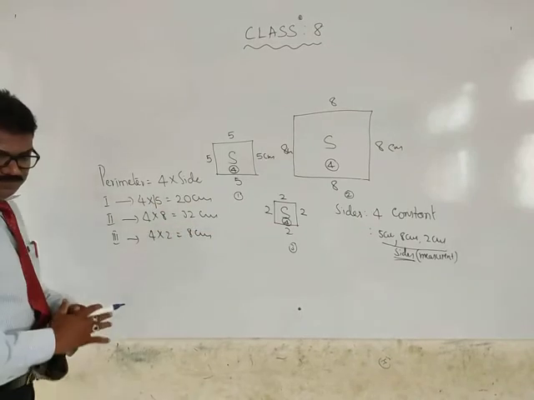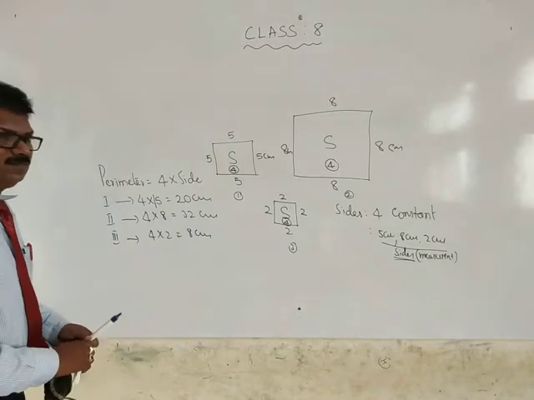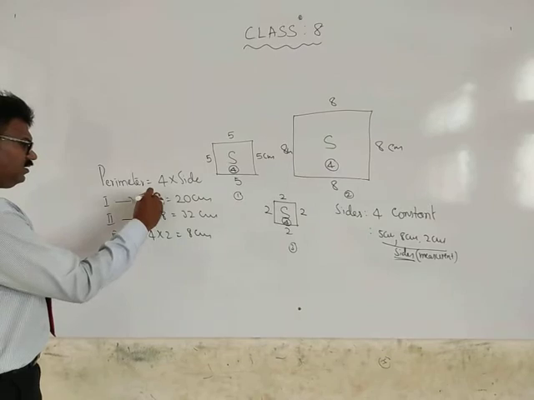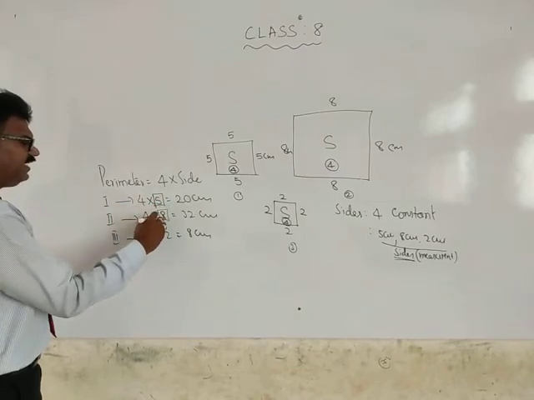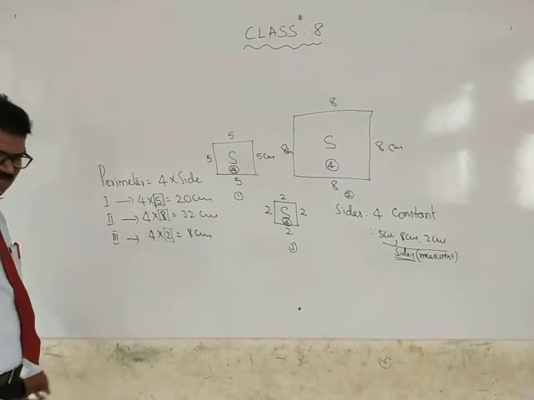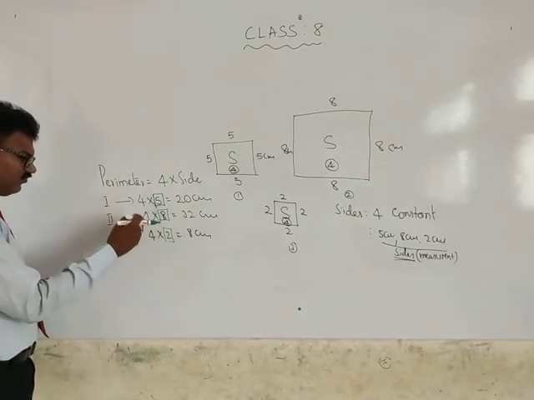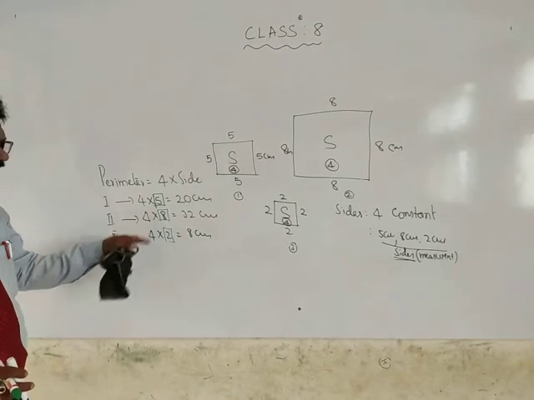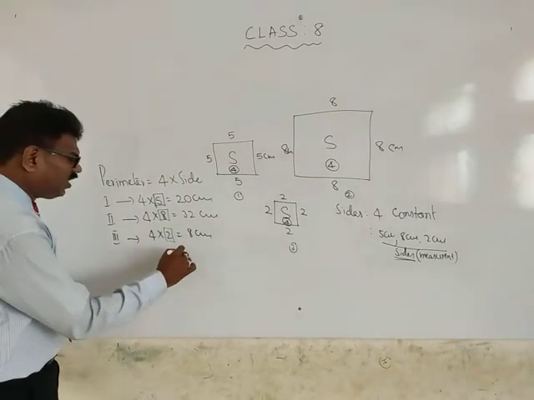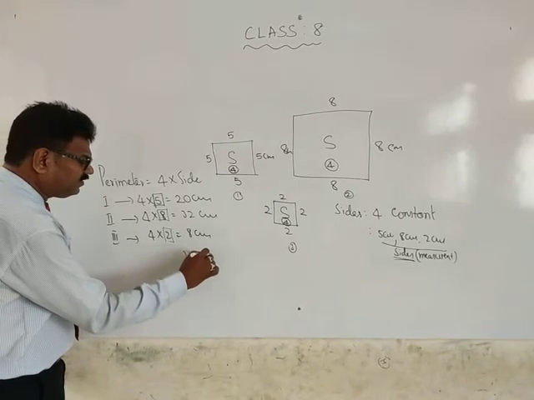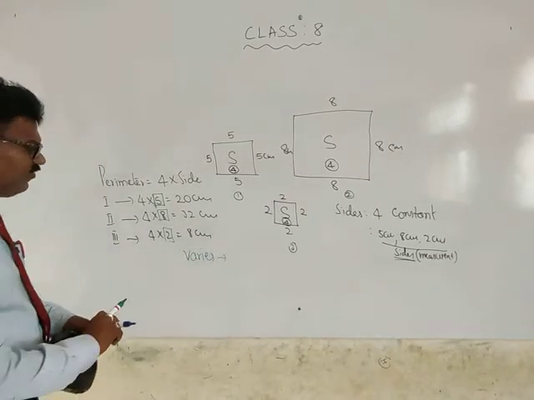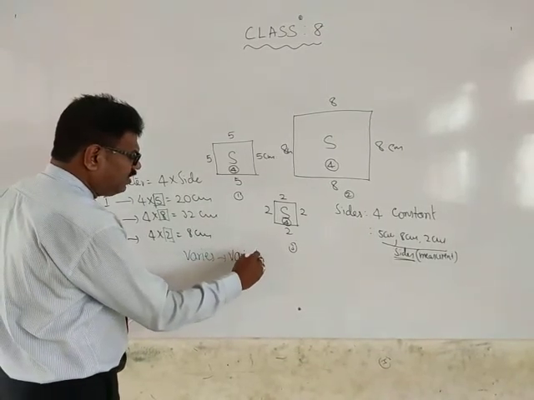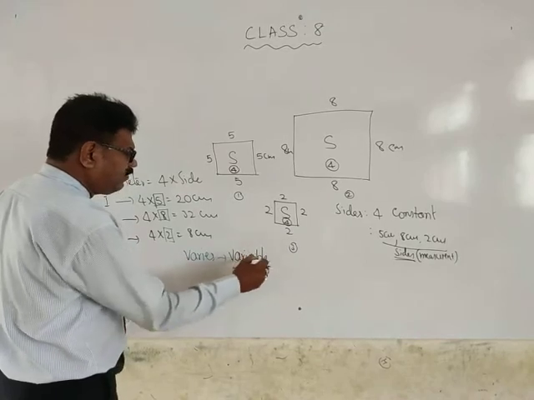Here you see 5 centimeters, 8 centimeters, 2 centimeters. But if you see here 4, 4, 4, that means the measurement of the sides is changing. Therefore, changing means it varies. From this word we are naming it variable.